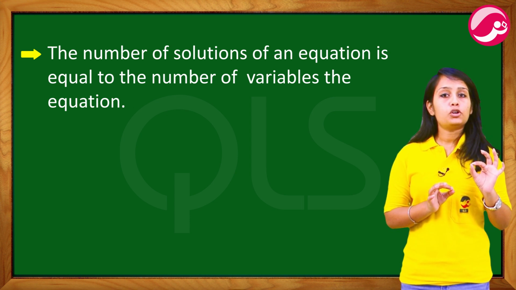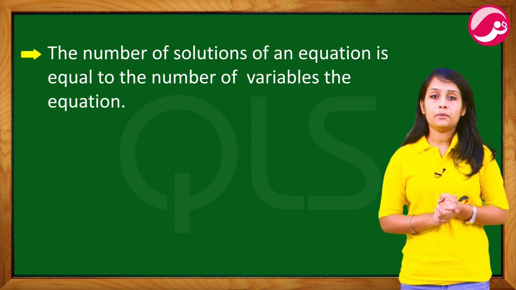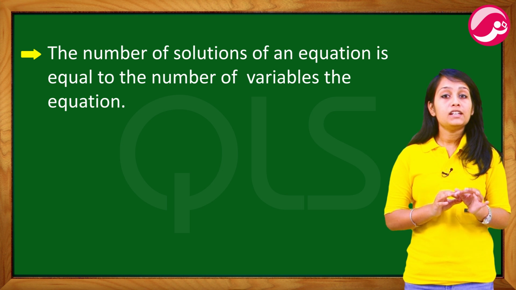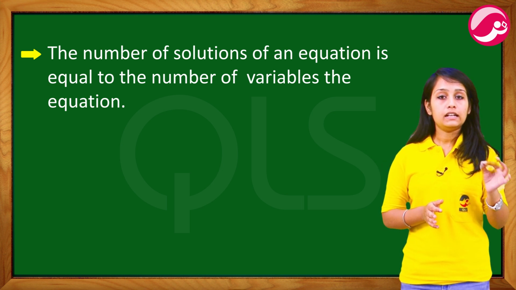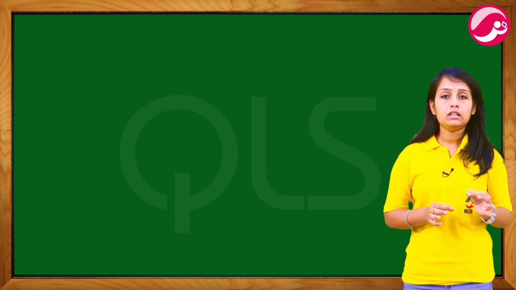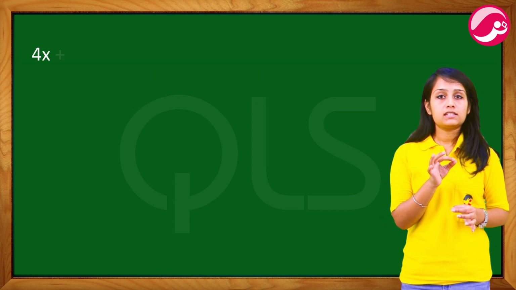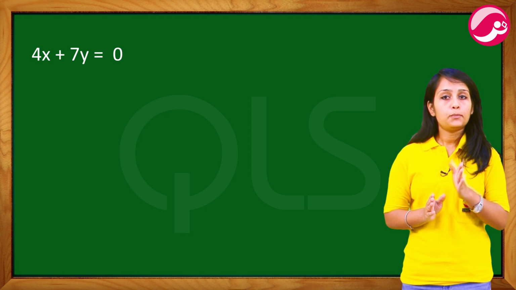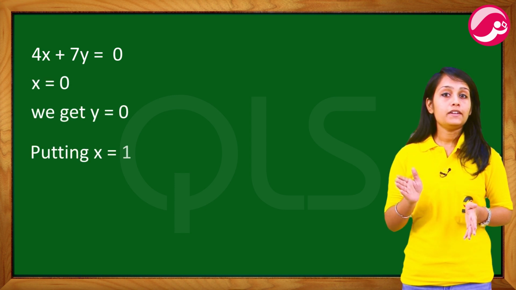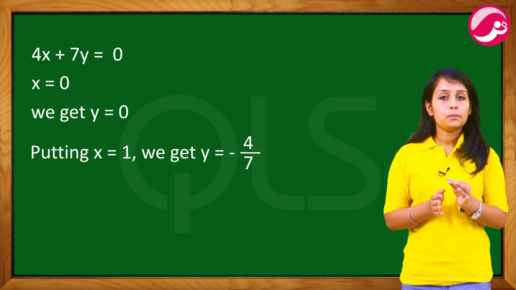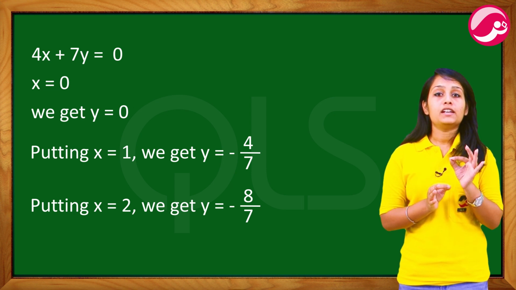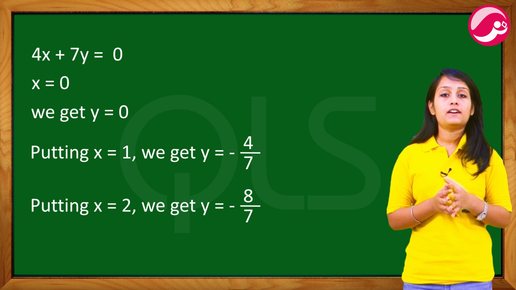That is, for each value of x, we have a unique value of y. Although, we can put infinite values in place of x and consequently obtain infinite values of y. That is, a linear equation in two variables can have infinite solutions. For example, take an equation 4x plus 7y equal to 0. Put x equal to 0, we get y equal to 0. Putting x equal to 1, we get y equal to minus 4 by 7. Putting x equal to 2, we get y equal to minus 8 by 7, and so on. We can find infinite xy pairs that satisfy this equation.